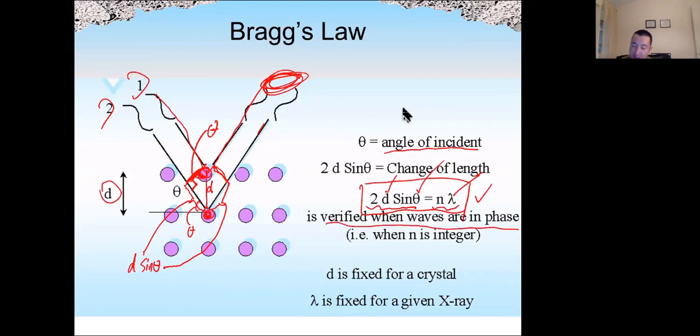Again, the d value is fixed for a certain type of crystal, and lambda is also fixed for a given X-ray. When we change theta, at certain angles we will have the waves in phase, and if that happens, we're going to see higher intensity. So we call that Bragg's law.